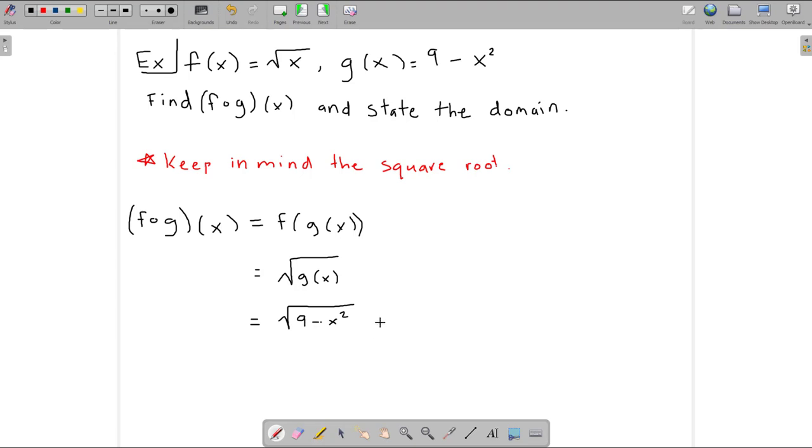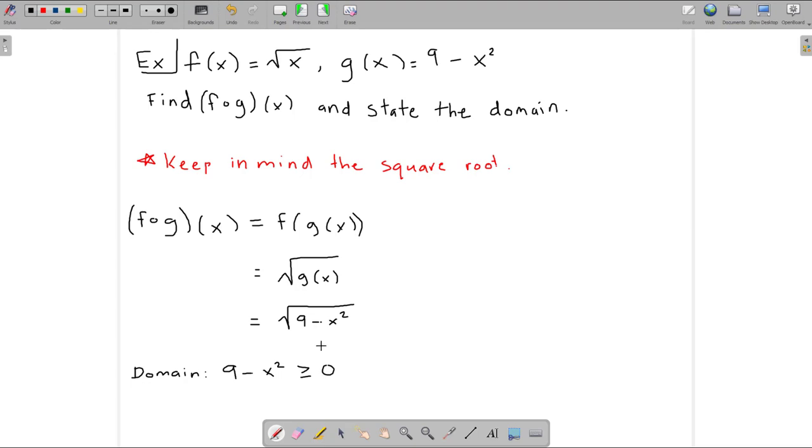So now we want to find the domain of this thing. So we had it in our head that we have a square root. We're not allowed to square root negative numbers, so I need whatever's in here to be positive or 0. So I need this to be true. I need my 9 minus x squared to be greater than or equal to 0.